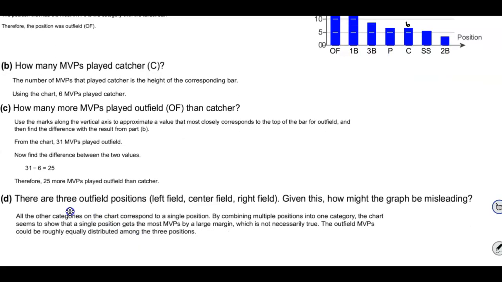Part D, it says there are 3 outfield positions: left field, center field, right field. Given this, how might the graph be misleading? Well, all the other categories on the chart correspond to a single position. By combining multiple positions into one category, the chart seems to show that a single position gets the most MVPs by a large margin, which is not necessarily true. The outfield MVPs could be roughly equally distributed among the 3 positions.